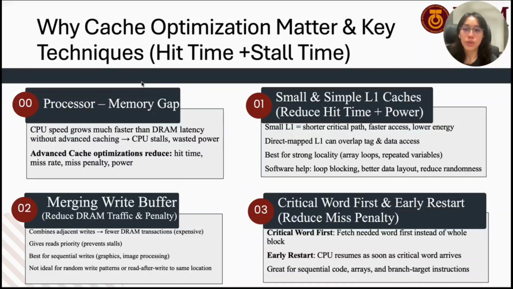Thank you, Gunawati. I'll be explaining why advanced cache optimization is required and the key techniques to reduce hit time and miss time. CPU speed grows fast, but DRAM doesn't change much. If we are using normal cache, the CPU will waste power on waiting.